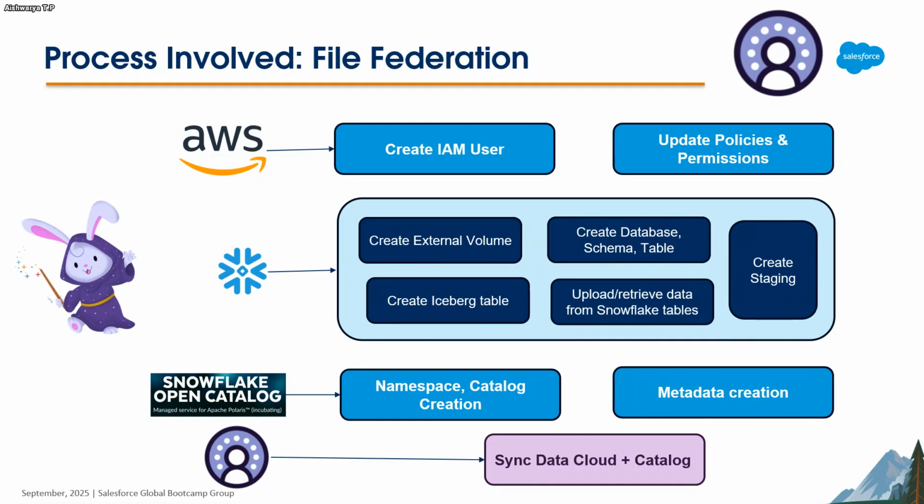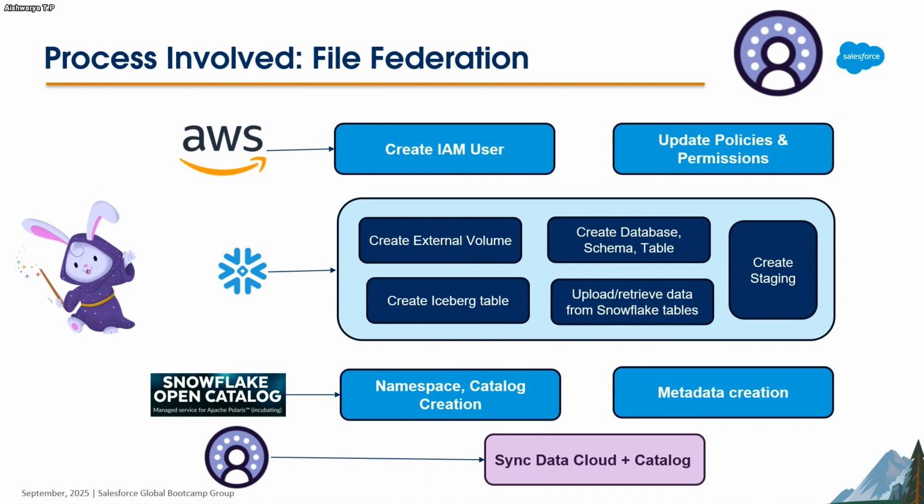Then whatever data I have, whether I already have data in Snowflake, or whether I already have some data in AWS, I'm going to retrieve the data in the last step, that is uploading and retrieving data from Snowflake tables. Once this is done, then we'll come to Snowflake Open Catalog.